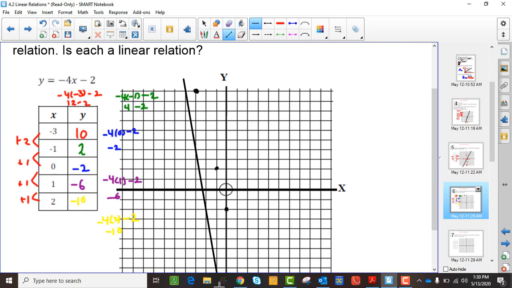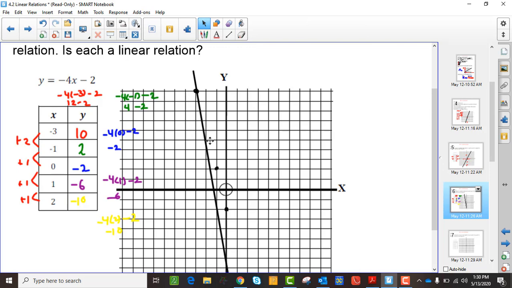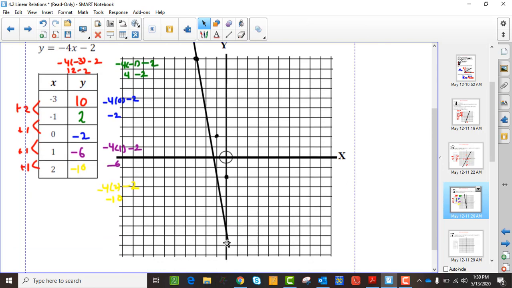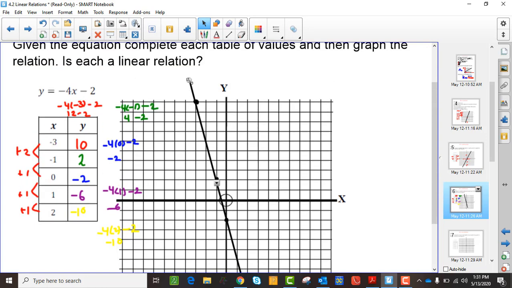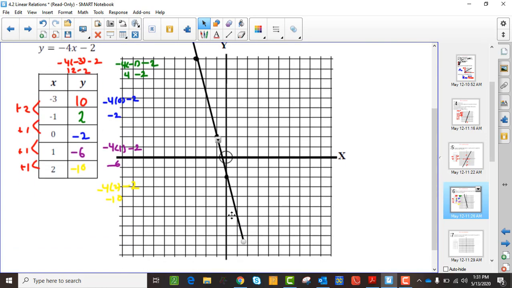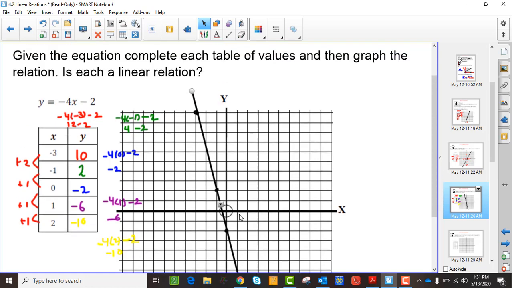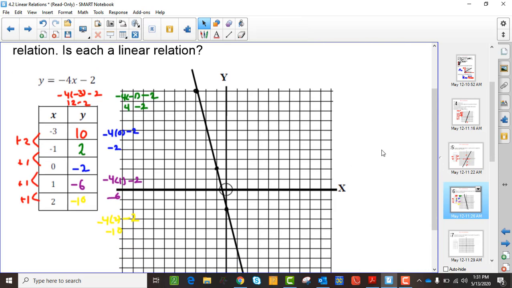Okay, it's a very steep line. So I'll just move it over here. And then I just got to grab it and sort of fix the end of it so that it goes through all the points, okay? And what you'll notice is if I extend this down, that it actually goes through 1 and -6 right there, and it goes through 2 and -10 right there. Okay, and so that it is linear because it can be connected by a line.